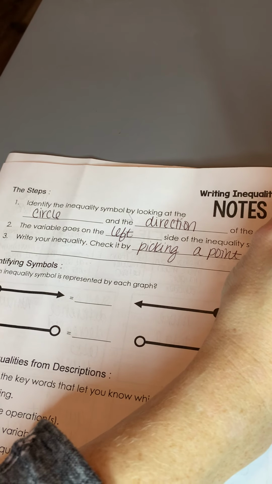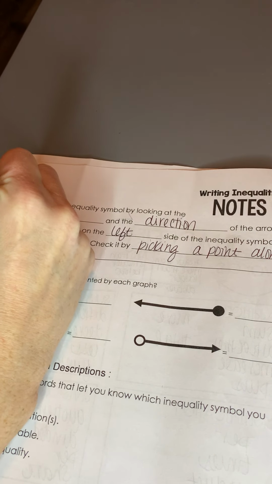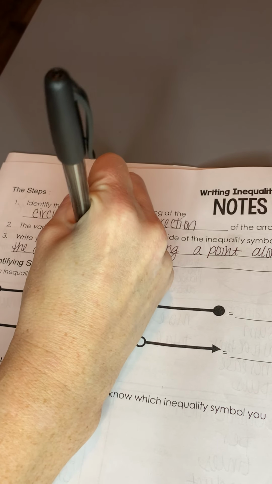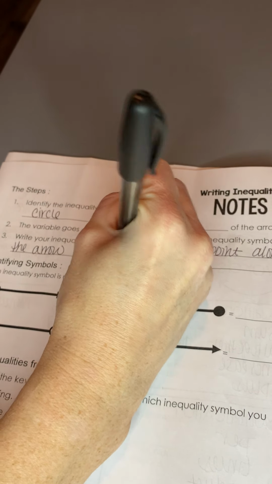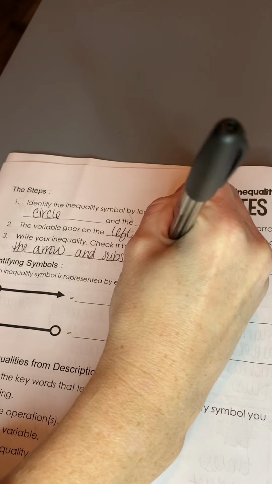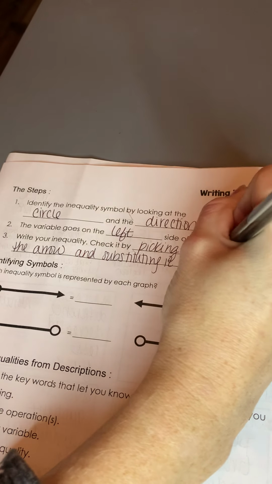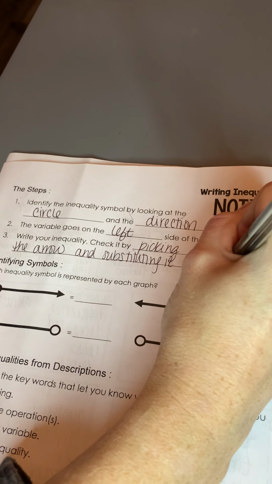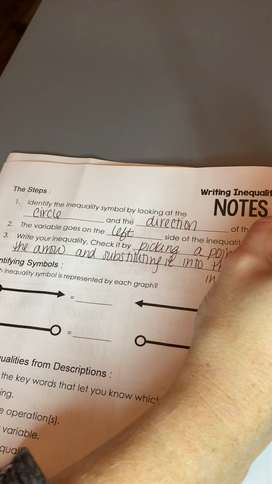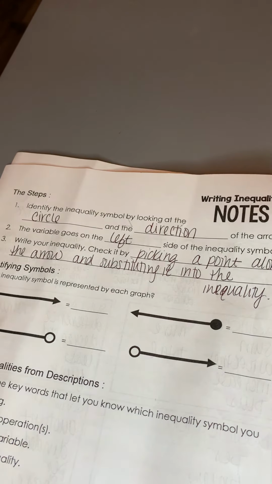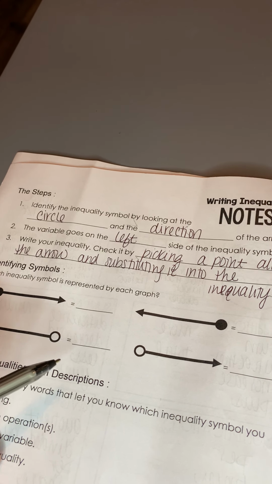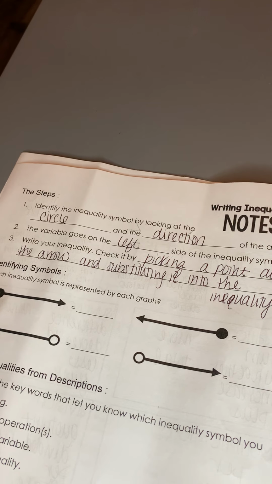Along the arrow and substituting it into the inequality. So if you want something that's greater than 5, you would pick 6 to plug it in. 6 is greater than 5, so that makes that true.